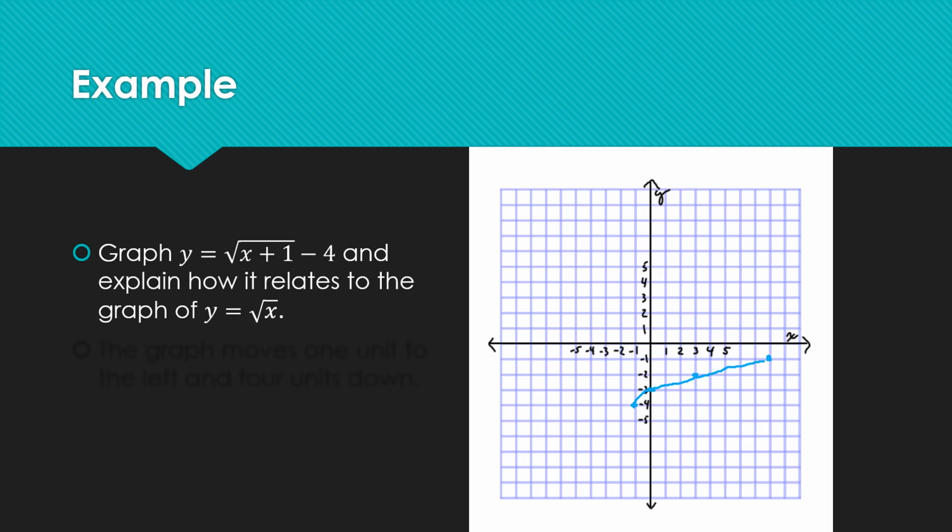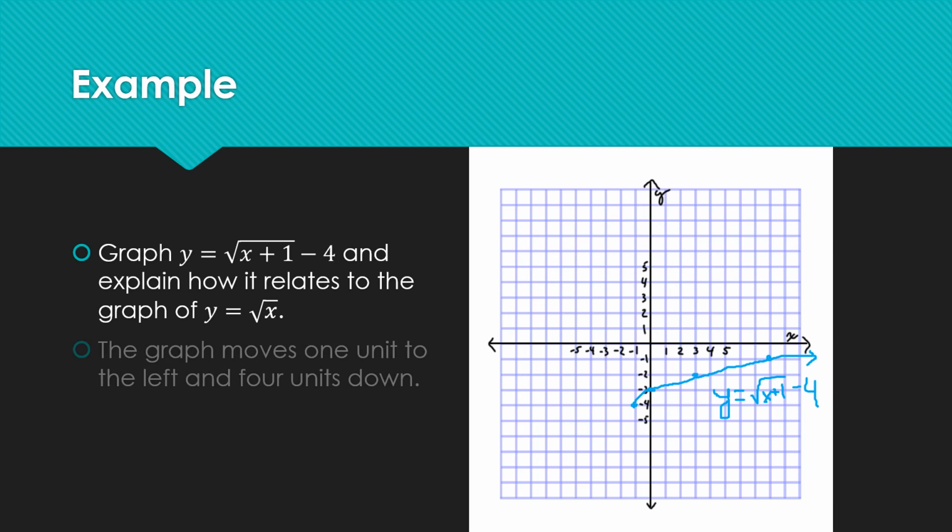Connect my dots with a curve. Label my function. And describe my translation in words. The graph moves 1 unit to the left and 4 units down.